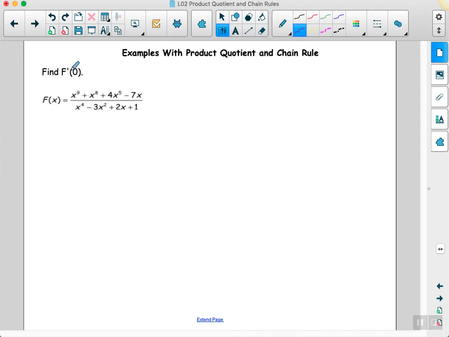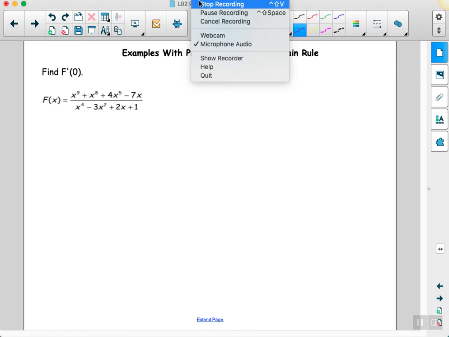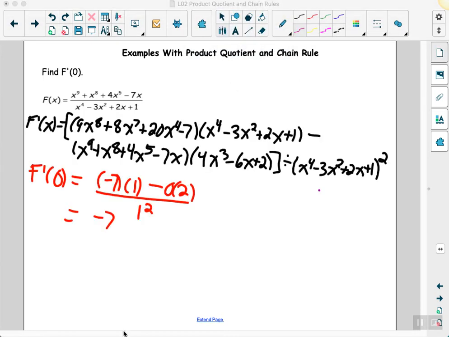All right, this one says find f prime at 0. So I'm going to let you try this one. And again, we'll both pause so that we can do some work. Okay, now we're back and we'll continue.